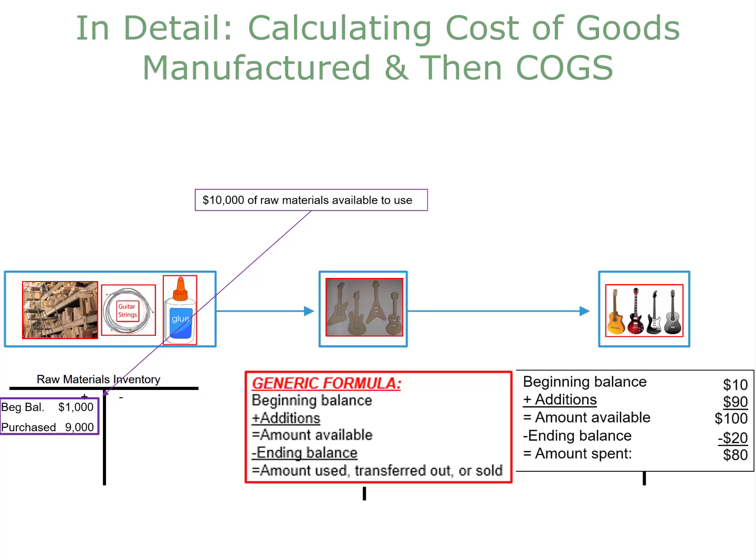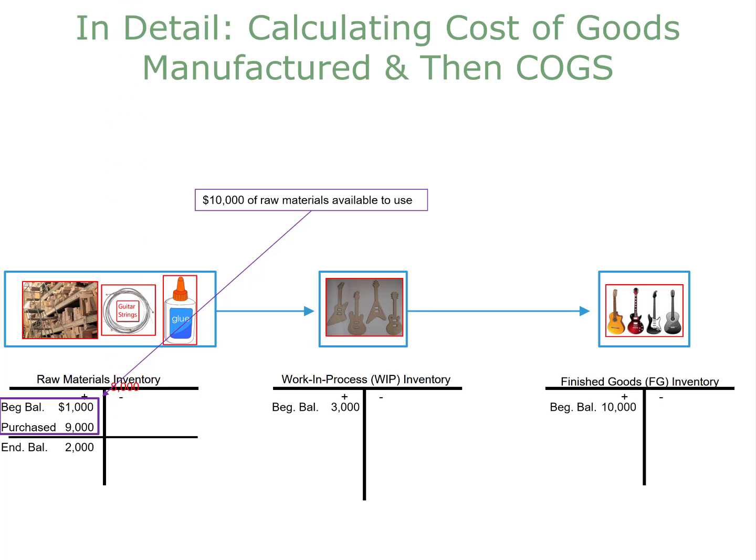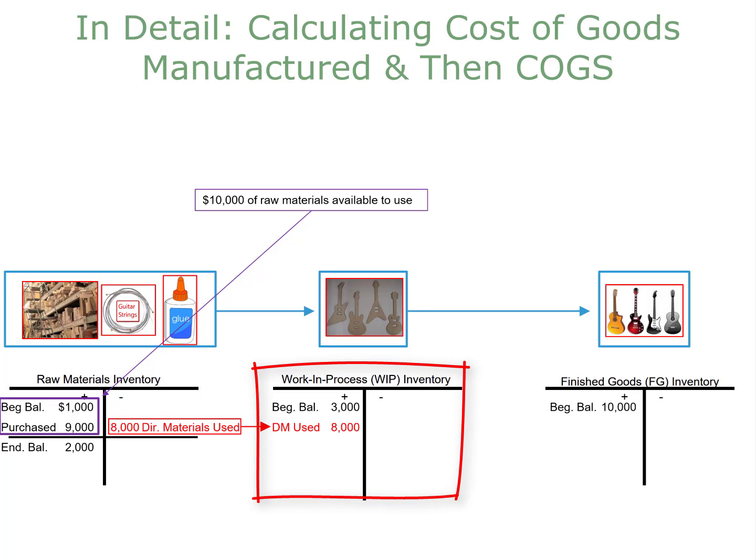So now all we need is the ending balance of raw materials. Let's assume it was $2,000. So it looks like the company had $10,000 of raw materials available and ended the period with only $2,000. So how much must they have used? Well, to go from $10,000 down to $2,000, we have to subtract $8,000. So the raw materials inventory account decreased by $8,000. What would cause this account to decrease? It decreased because we used those materials and transferred them to the workshop, which is our work in process inventory, to start building a guitar.